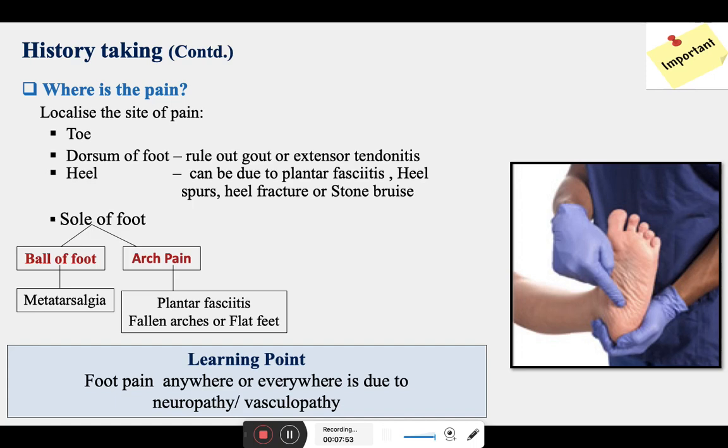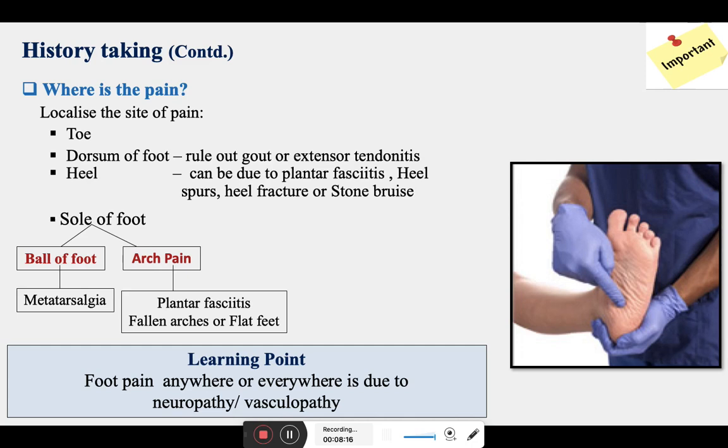Now, once a patient complains of pain, the most important thing is to ask the patient where the pain is located. Is it in the toes? Is it in the dorsum of the foot? And in case it is the dorsum of the foot, the differential diagnosis should include gout or extensor tendinitis.